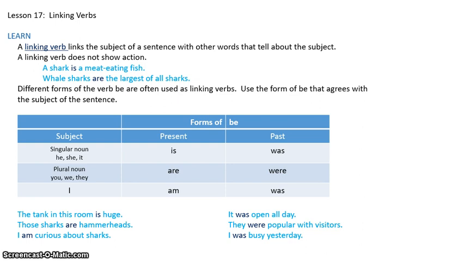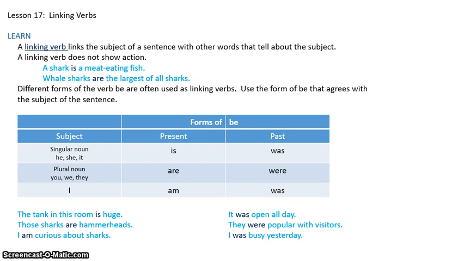So let's look at the next one. Whale sharks are the largest of all sharks. If you'll notice, there's no other verb in there except for are. And what it is doing is linking whale sharks to something after the word are, and it is linking it to largest of all sharks. So that's what a linking verb does. It links something in the first part of the sentence to something in the last part of the sentence.